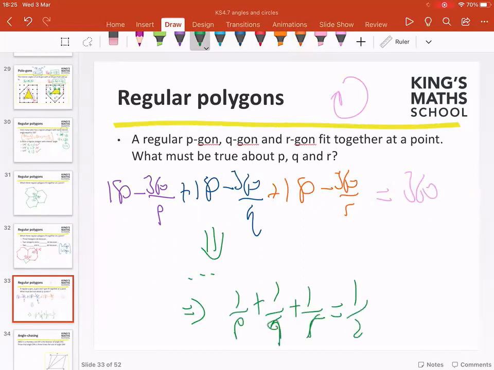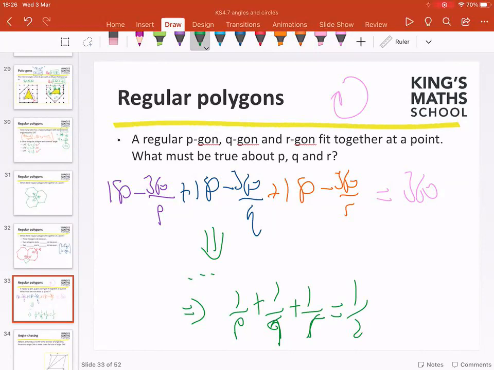So for example, a sixth plus a sixth plus a sixth, i.e. hexagon, hexagon, hexagon, makes a half. So hexagons fit together. An eighth and an eighth and a quarter: two octagons and a square fit together to make a half. And that's where the pentagons come from, because a fifth and a fifth and a tenth is a half. And there are a few others, but not many, because p, q and r can't all be big. If they were all bigger than six, then each fraction would be less than a sixth and you wouldn't even get to a half.